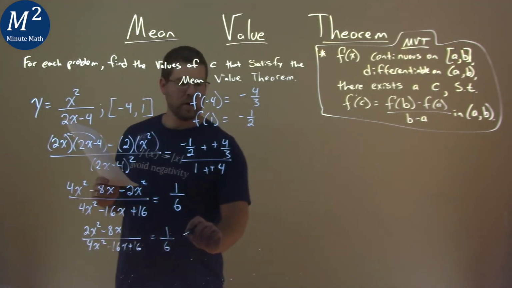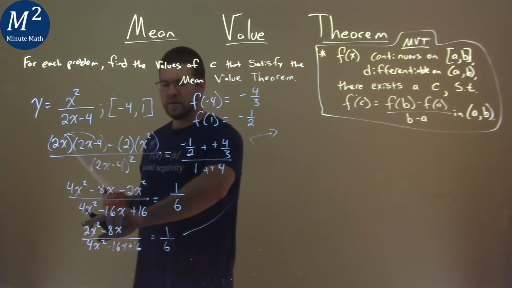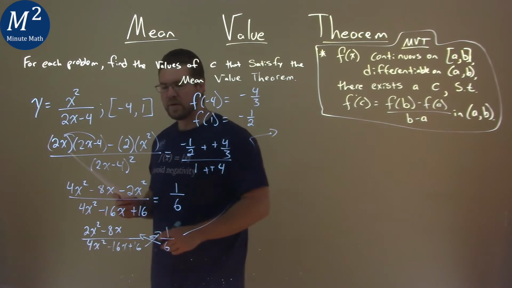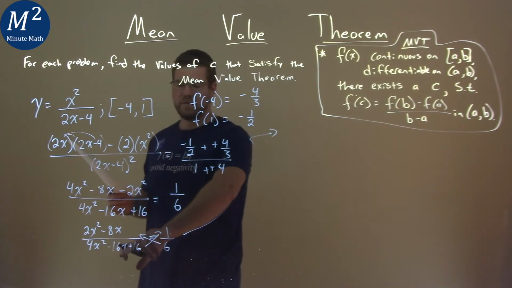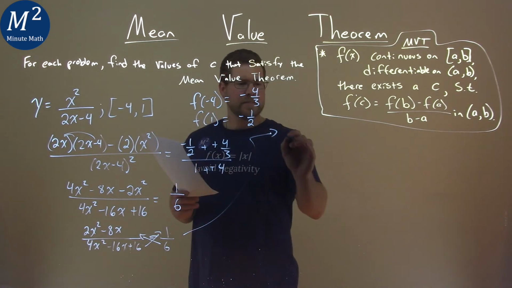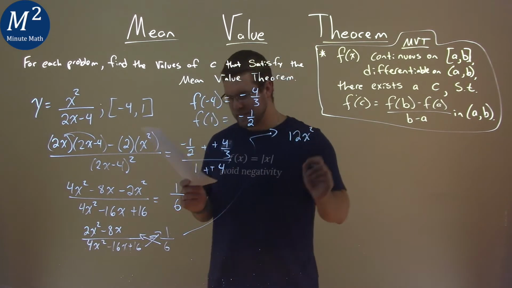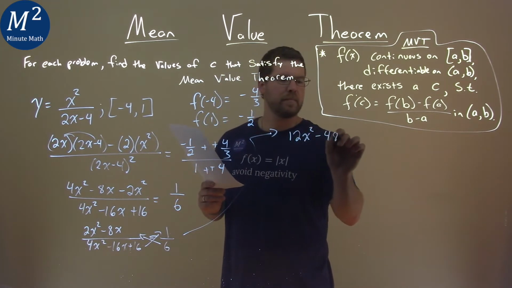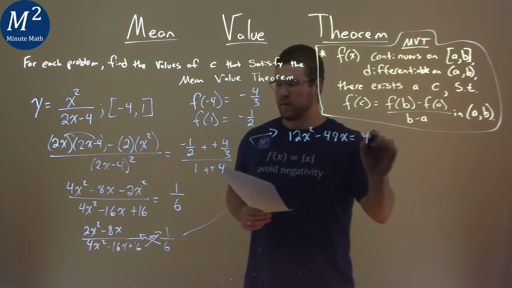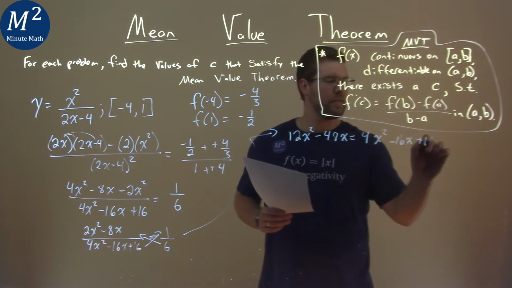And now here is where I decide to cross multiply. I multiply the 6 up here, like this, 6 times the 2x squared minus 8x, and then 4x squared minus 16x plus 16 times the 1. 6 times 2x squared is 12x squared, and then 6 times negative 8x is negative 48x. That is equal to, let's rewrite basically the denominator, 4x squared minus 16x plus 16.